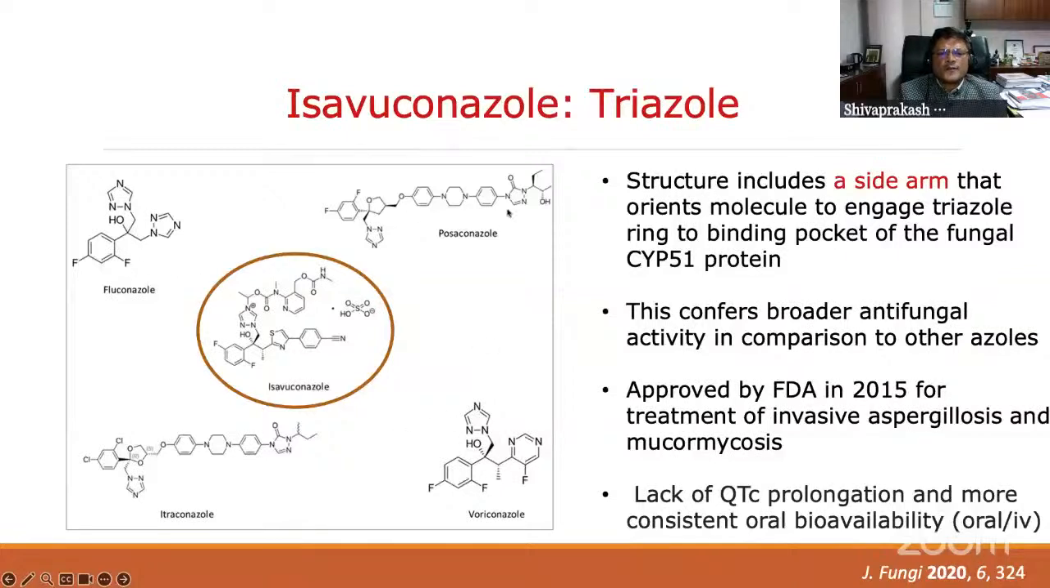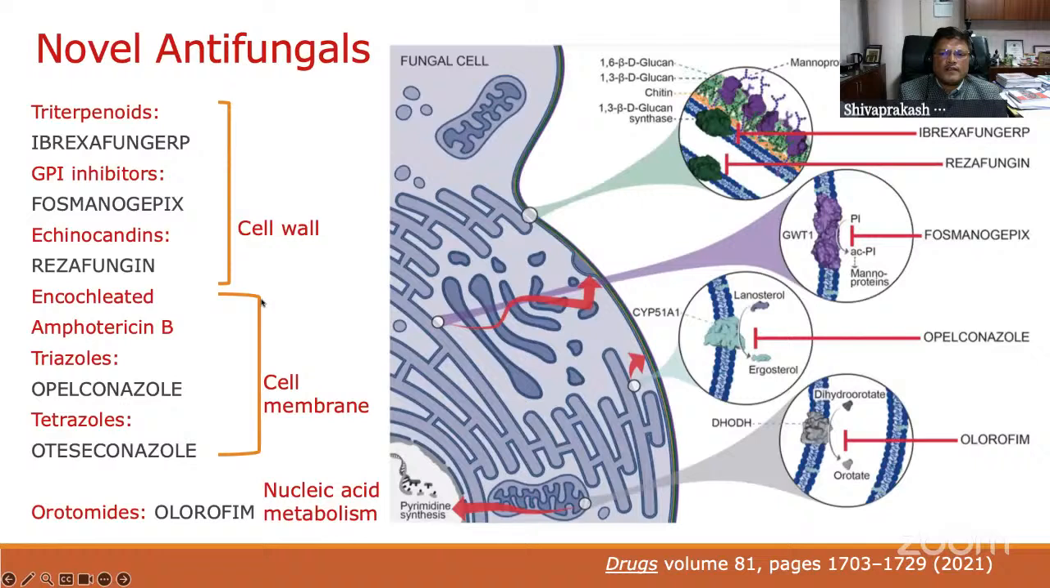Posaconazole again has a problem. It is a long structure, so the structure also gives you an important feature about oral bioavailability and other things. Isovuconazole is one of those, and it has been approved by the FDA especially for the treatment of invasive aspergillosis, but it has some toxicity. I am not dealing with that toxicity.